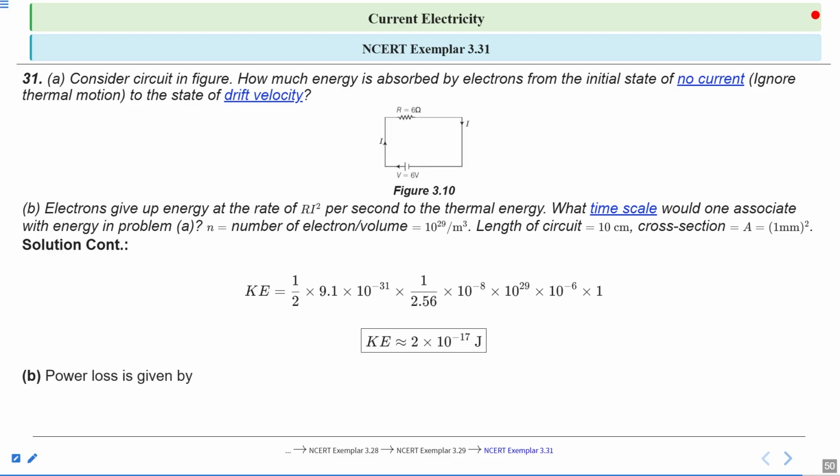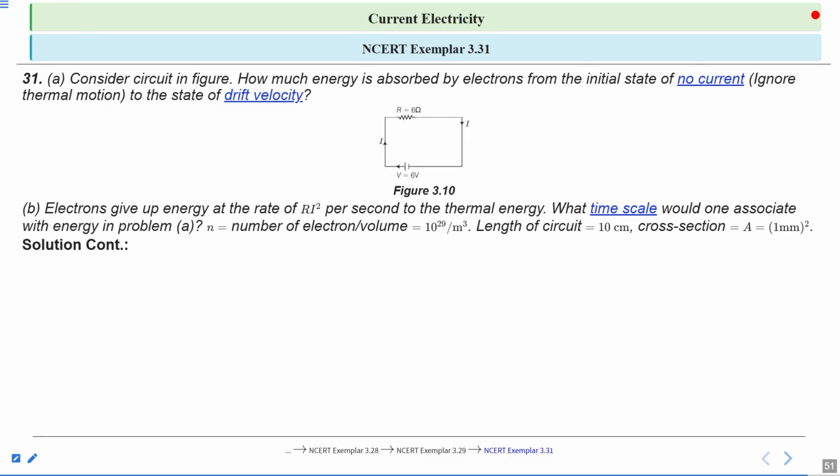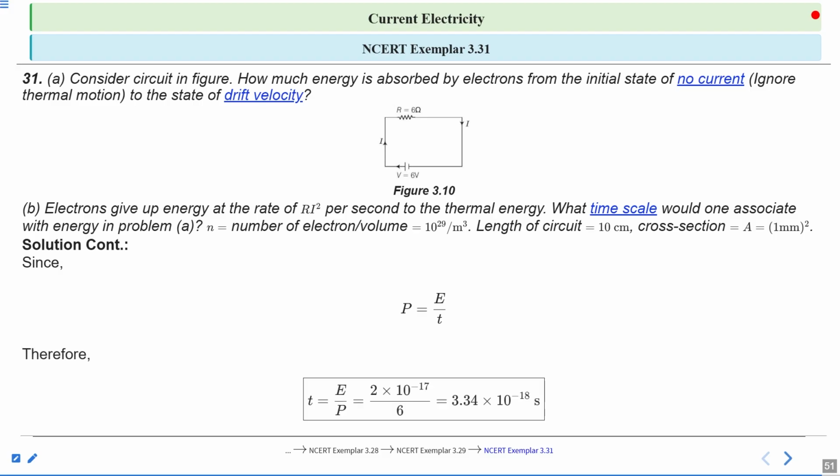Now power loss is given by P equal to Ri square, part B. 6 into 1 square equal to 6 watt or 6 joule per second. In the second part, we have to calculate the time scale for which this energy is absorbed. Initially energy is absorbed due to drift velocity. How much kinetic energy is absorbed by electrons, we have calculated. Now, in which time scale this energy is being absorbed, we have to calculate the time. Since P equal to energy upon time, time is equal to energy upon power.